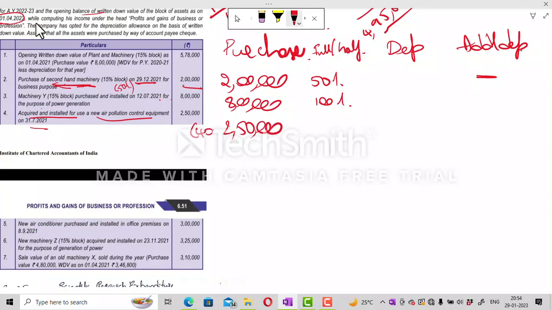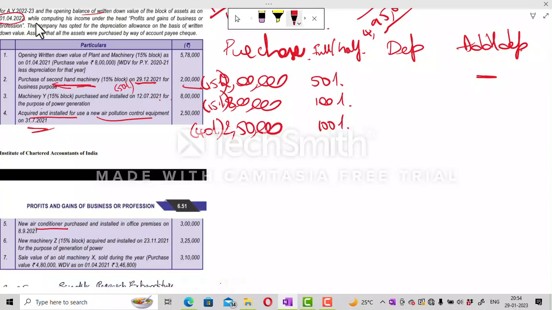40% additional rate. This is 15%. Okay, and 31/7/21 means more than 180 days, so 100% eligible depreciation. Both depreciation and additional depreciation we have to calculate on that.